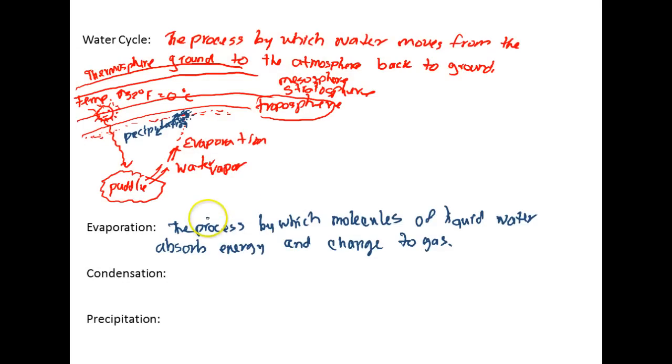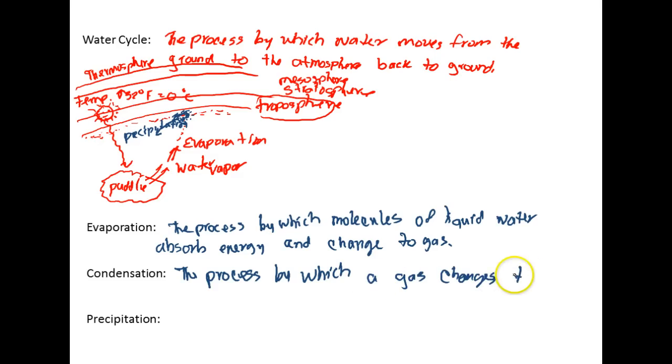Condensation was the process by which a gas changes to a liquid. So what happens is that originally it got heated up, and as it began to cool down, it went from a gas into a liquid, and that process is known as condensation.